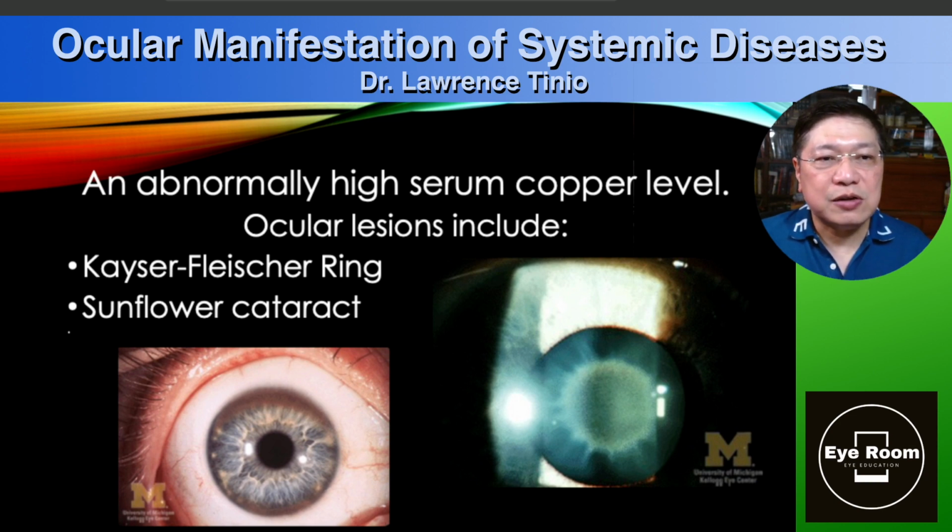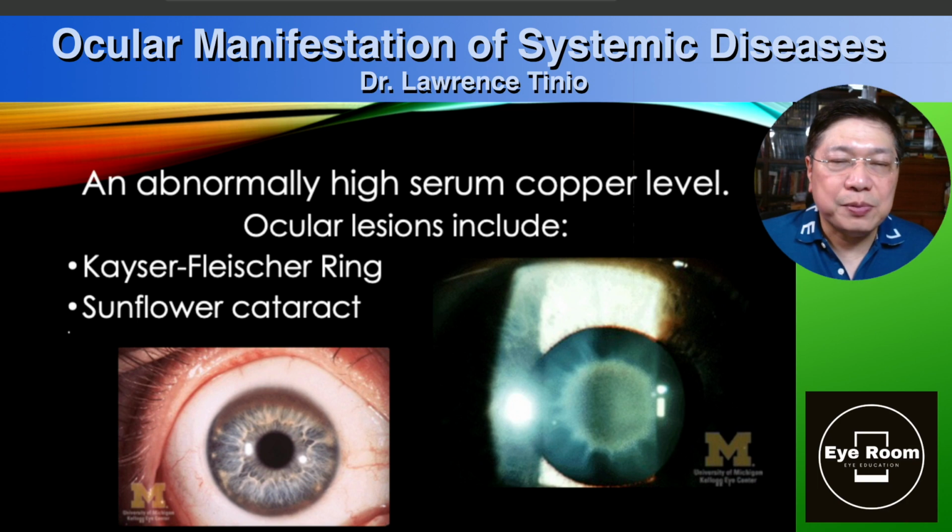Or you can have sunflower cataract with the picture on your right. So the cataract itself would look like a sunflower. So in these cases, these are due to a very, very high copper level in their blood.